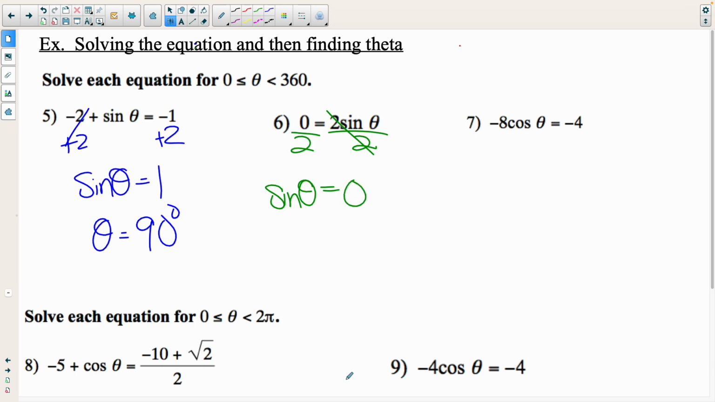So now we're looking for a y coordinate of 0. And we've got to be careful, make sure it fits in our constraints. So again, it's a good idea to always start at 0 degrees. And you can see there at 0 degrees, the y coordinate is 0. So 0 degrees is our first answer. And we go around the unit circle. The second time that y coordinate is 0 is over at 180.